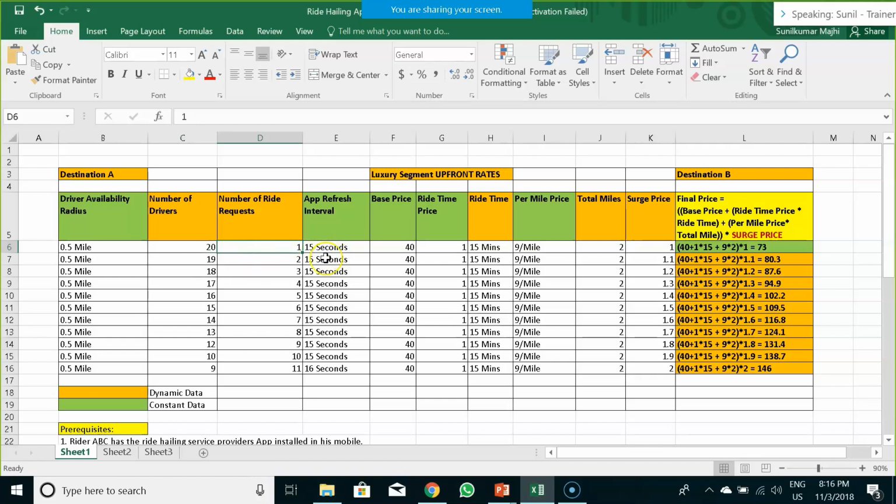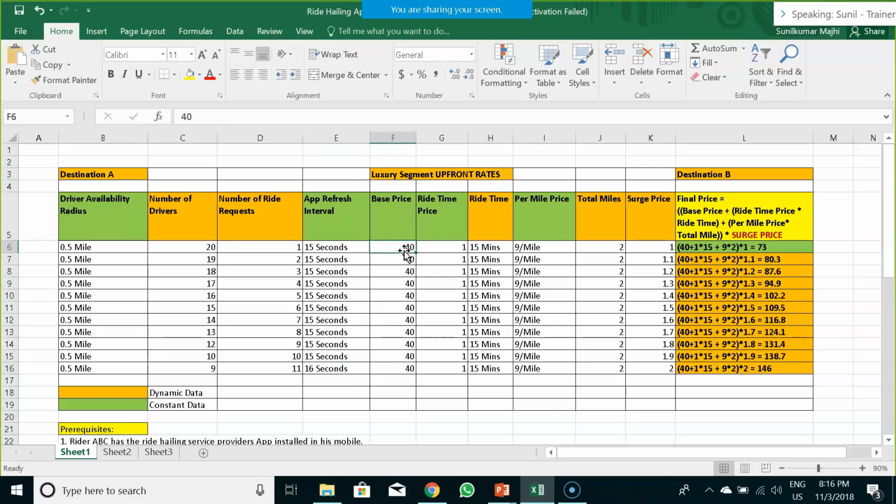So the app would keep on refreshing itself after every 15 seconds. Why does it need to refresh itself after every 15 seconds? Because it has to match the demand versus supply mechanism that has been implemented in that Uber logic. After every 15 seconds, it would check the current status of the request, how many drivers are available, how many riders are available. Basis on that, it would determine its prices. So that's the reason why we have an app refresh interval over here.